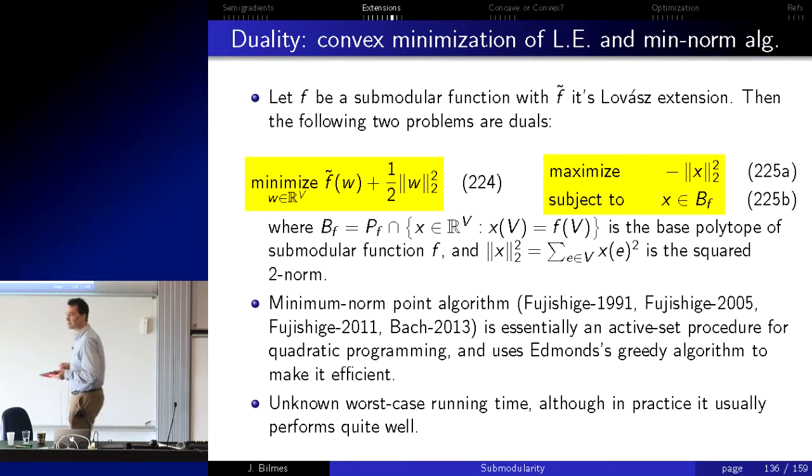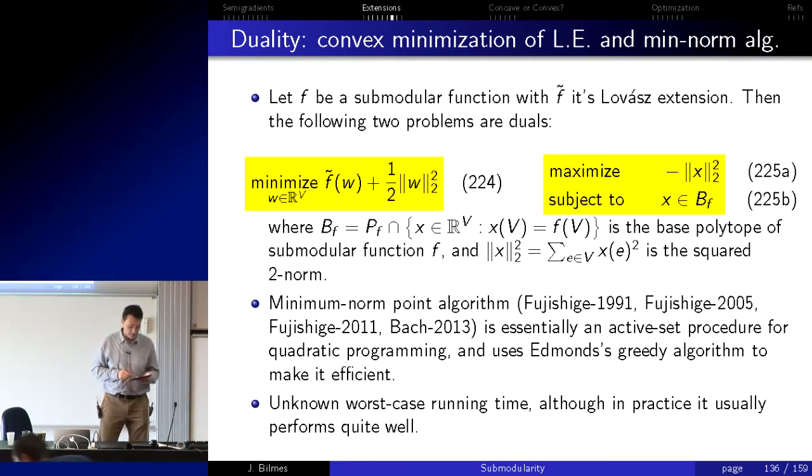Moreover, this actually gives us, through convex duality, something called the minimum norm point algorithm. So the minimum norm point algorithm was essentially an optimization algorithm based on the Frank-Wolfe procedure to optimize this objective here.